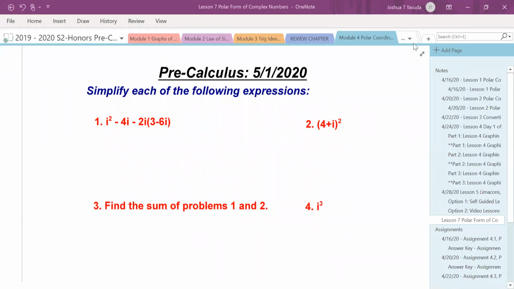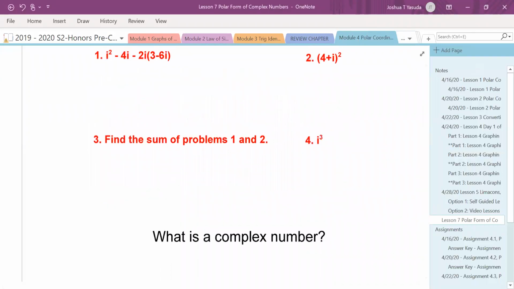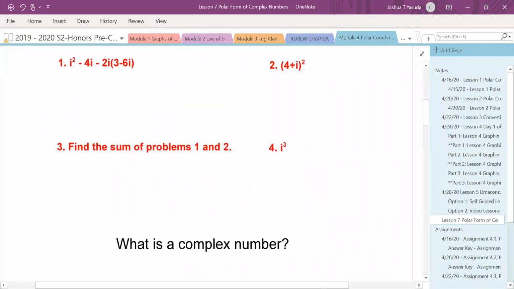All right, so today's lesson is going to be on complex numbers and them being in polar form. But before we get started on that lesson, I thought it'd probably be a good idea to remind ourselves what complex numbers are. So I've got these expressions here. It shouldn't be too bad, but what is a complex number?